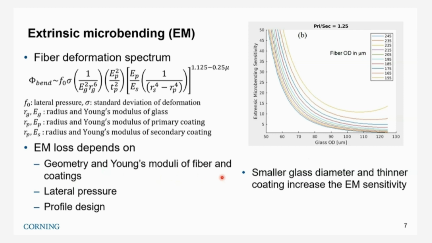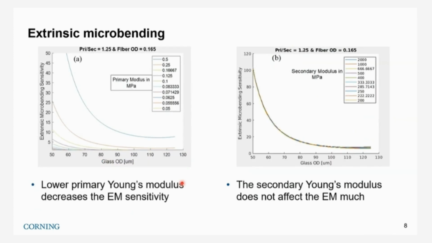And you can also improve the Young's modulus and the geometry of the fiber coating material. Also, most important for extrinsic microbending, you reduce the external pressure or force applied to the fiber. For example, you can have a better design of the cable, and also you can use different profile designs, such as trench assisted profile design, to improve the extrinsic microbending performance.